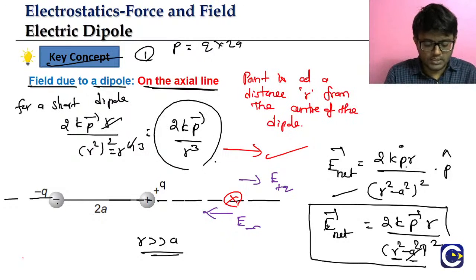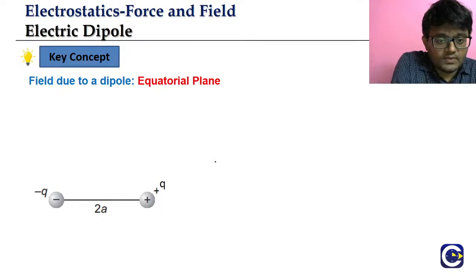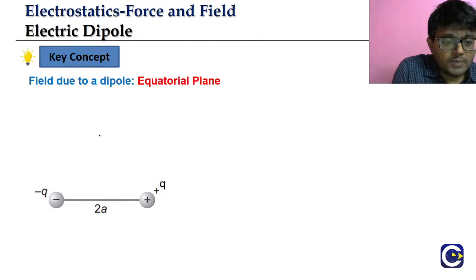This is about the field produced by the dipole on the axial line. Next, we can look at the field produced by the dipole at a point on the perpendicular bisector. There is one more name for that, equatorial plane.